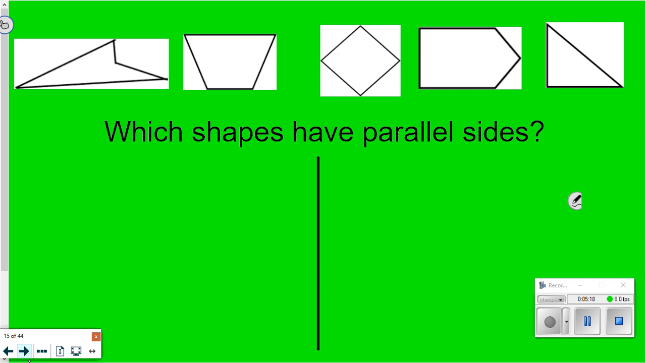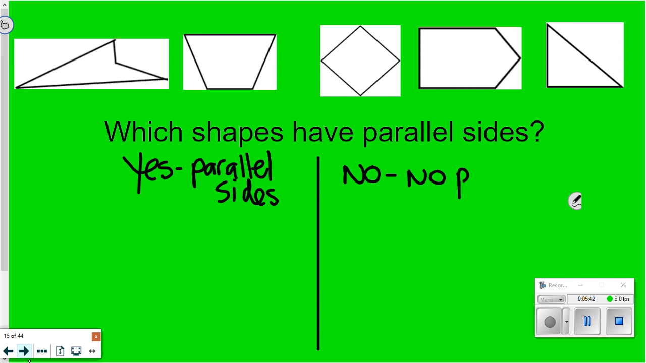Which shapes have parallel sides? You don't need to write anything down. I'm going to make a column for yes. These shapes have parallel sides. And then this side will be my no. No parallel sides. Huxley, can you come drag a shape and put it in the right box? You don't need the pen, you just will use your finger.